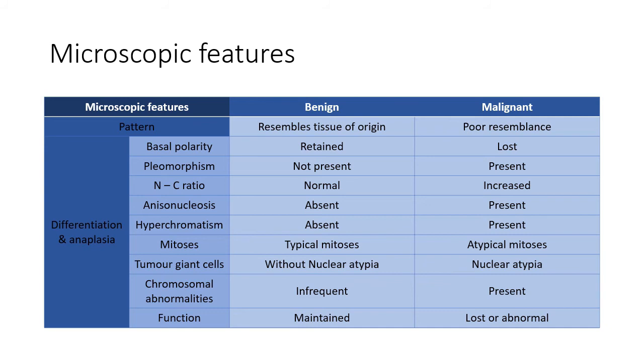When they are comparatively similar, then it is called well differentiated, and when there is very less resemblance, it is called poorly differentiated. Generally, benign tumors are well differentiated and malignant tumors are poorly differentiated. And this poor differentiation or the lack of differentiation, which is a characteristic of malignant tumor cells, is called anaplasia. So anaplasia is nothing but the lack of differentiation, which is a characteristic of most malignant tumors.